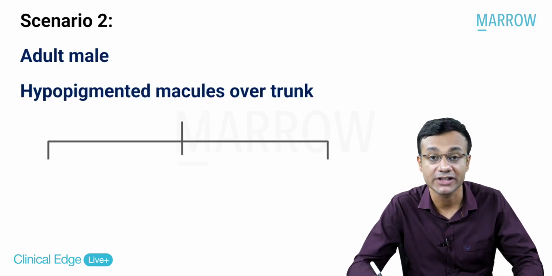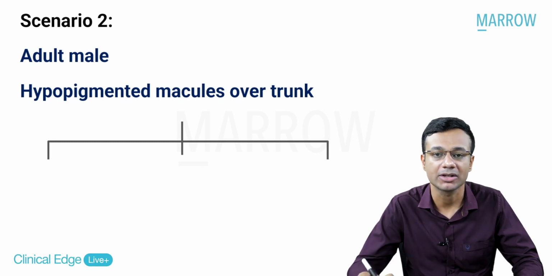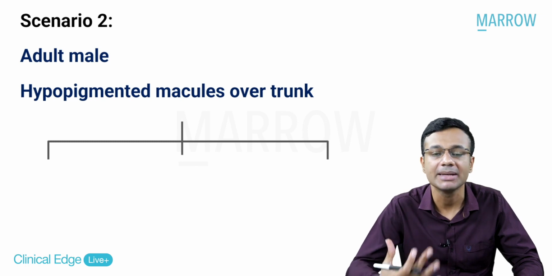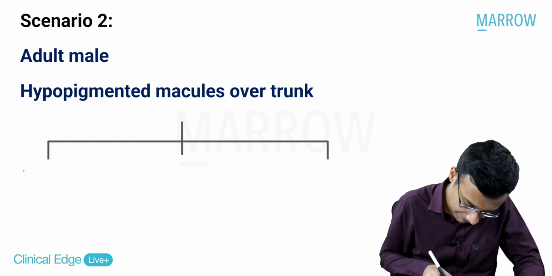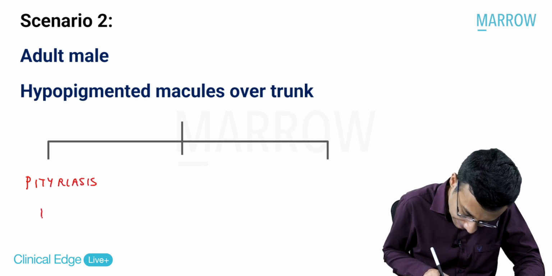Second case scenario in infectious diseases, there is an adult male presenting with hypopigmented macules on the trunk. So when there is an adult male, hypopigmented macules on the trunk, three important differential diagnoses to consider. Number one, pityriasis versicolor.